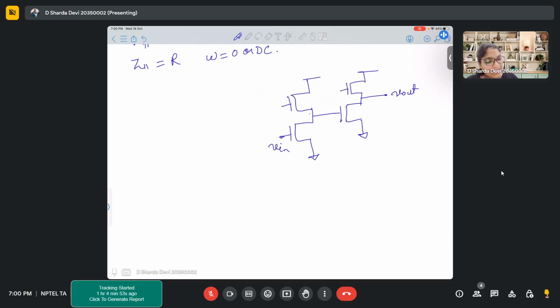So the final gain that you get is like GM1, GM2, RD1, RD2. In this, the resultant gain, G resultant, is approximately equal to GM1 GM2 RD1 RD2. But this is the same case even for the cascode as well. Cascode also gives similar results. In gain, you don't see the difference.